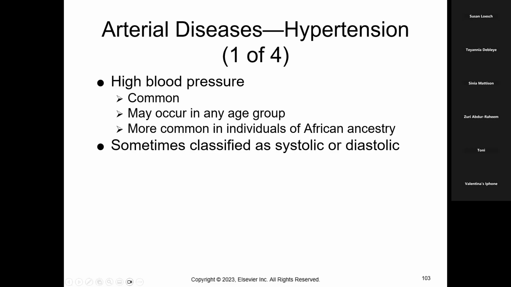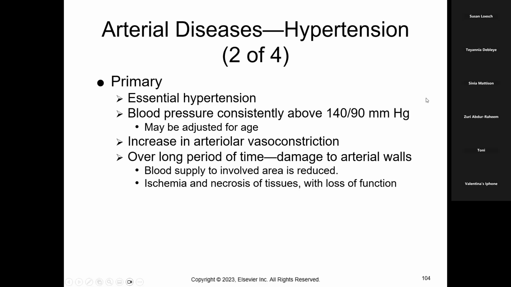It's categorized in 3 manners, okay? Primary or essential, secondary, and malignant or resistant. Essential hypertension is when it's 140/90. This can be adjusted a little bit for age. The diastolic is most important because that tells us about the amount of resistance and the increased workload of the left ventricle. It can be mild, moderate, or severe.